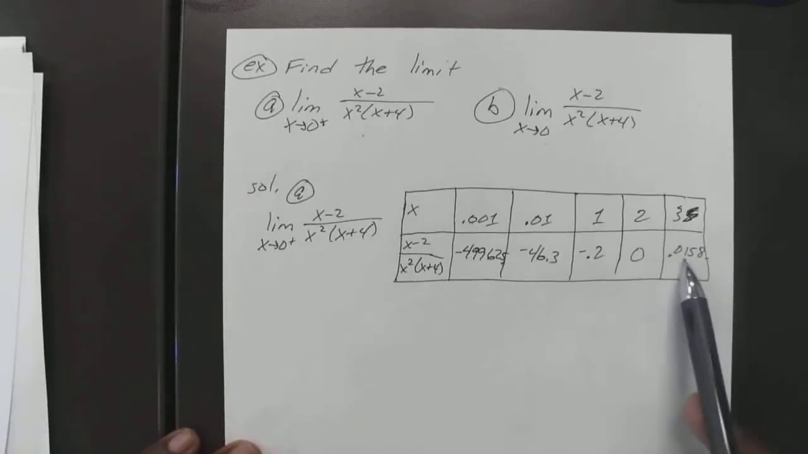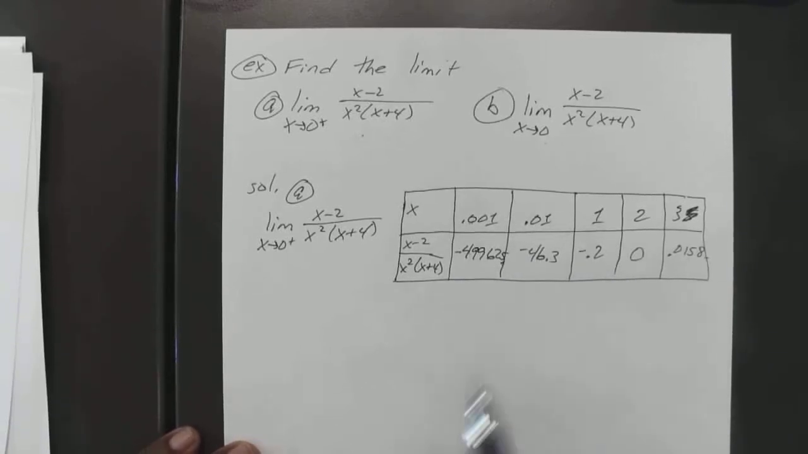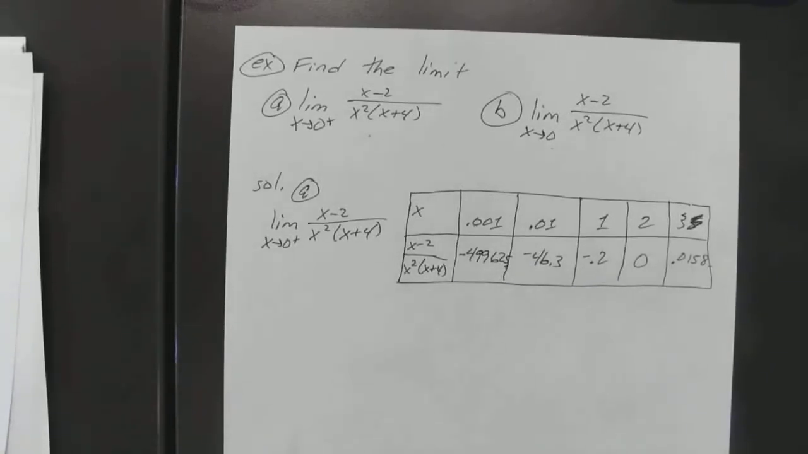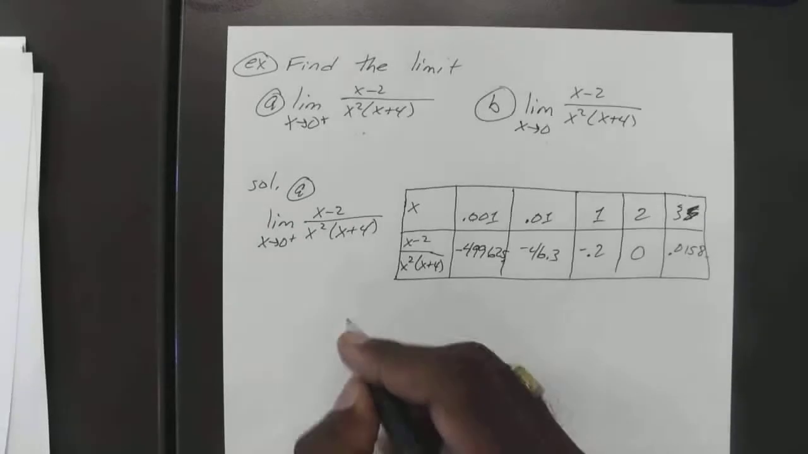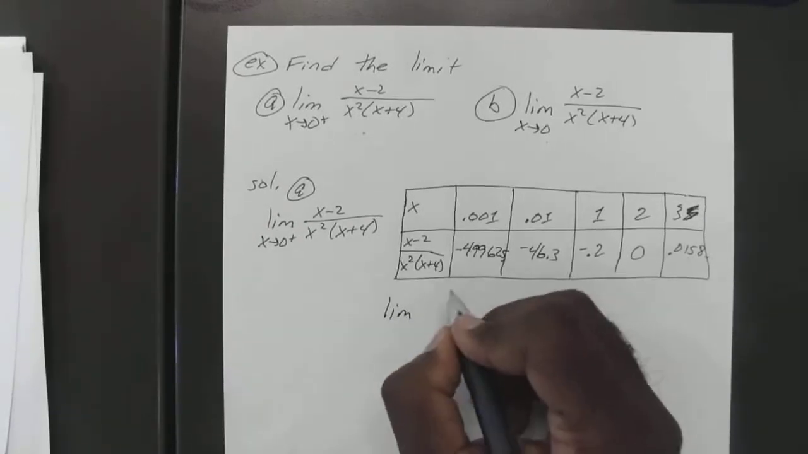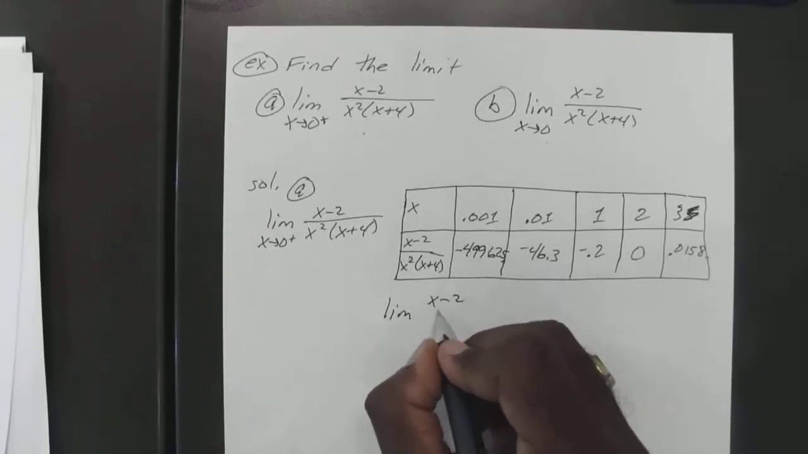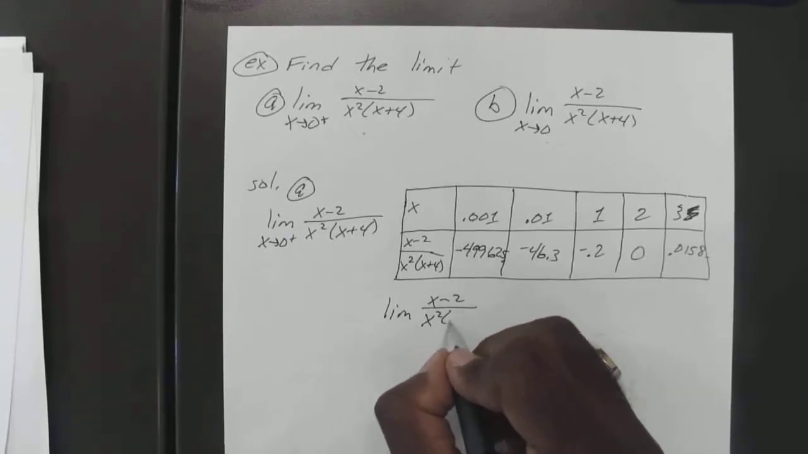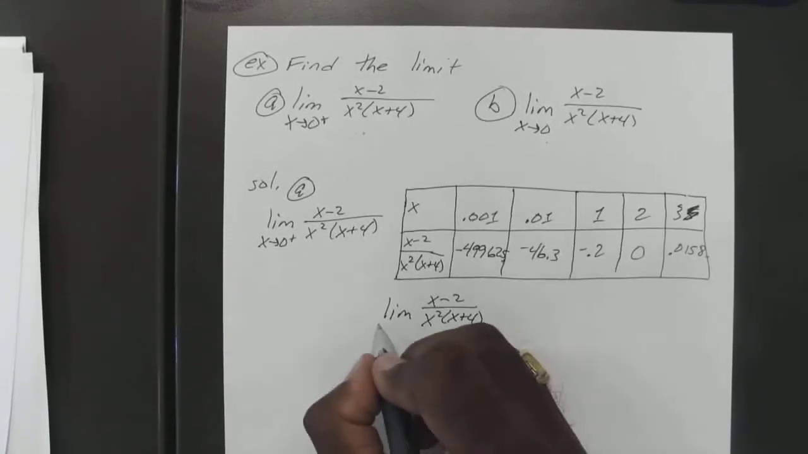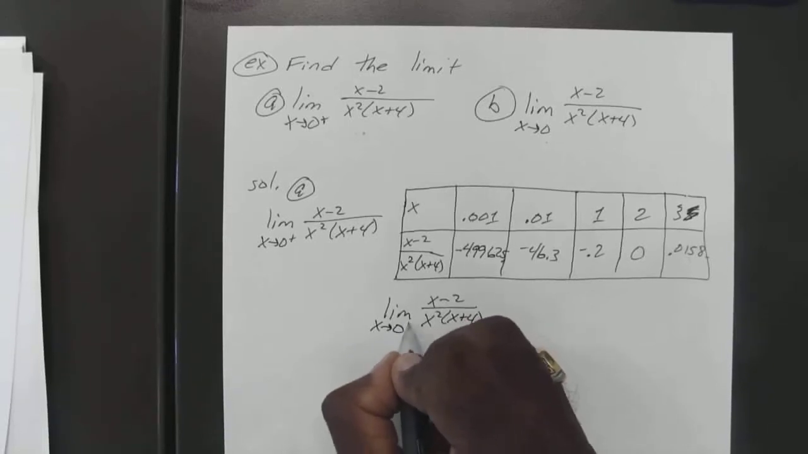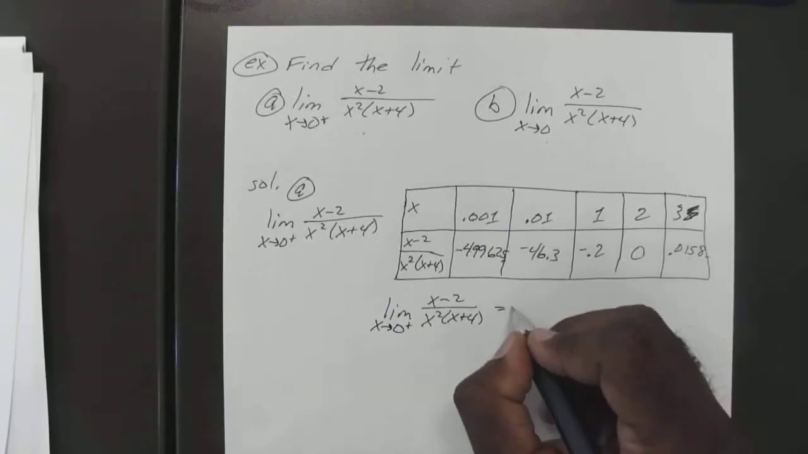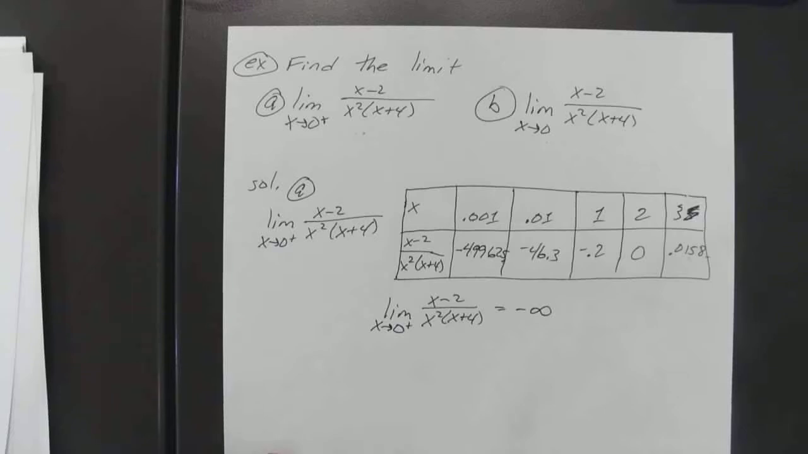Okay, so as you can see, as you get closer and closer to 0, that number just keeps dropping lower and lower and lower. So the limit of x minus 2 over x squared times x plus 4, as x approaches 0 from the right, is equal to negative infinity.